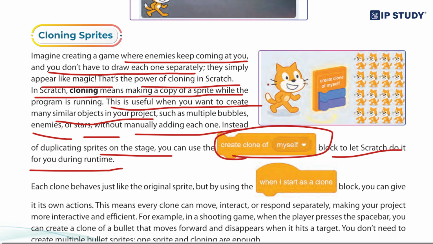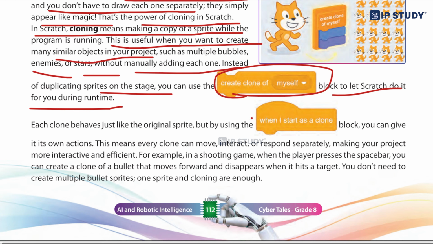So when we want many different copies of a sprite, such as in a game, we just clone it and it will give many copies of the sprite that will be helpful for us in implementing the game. So the main block that we need is create clone of myself.